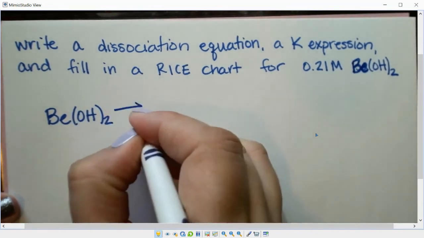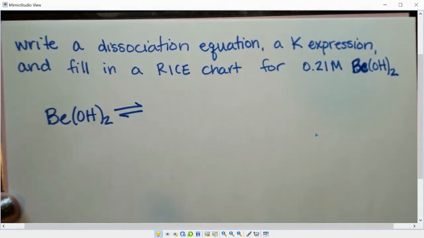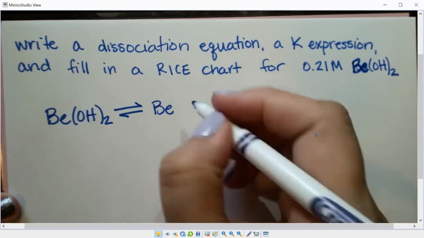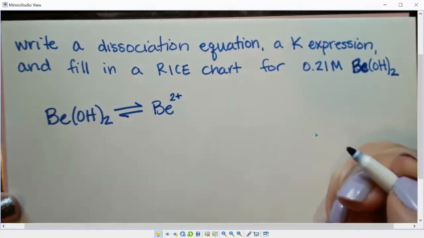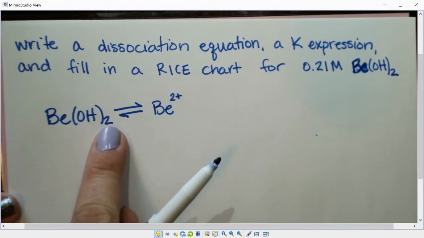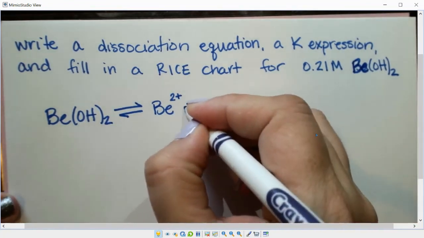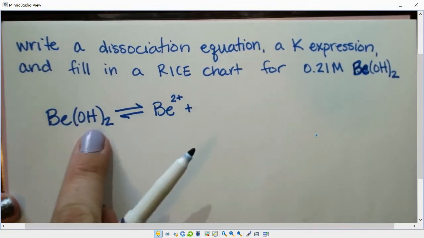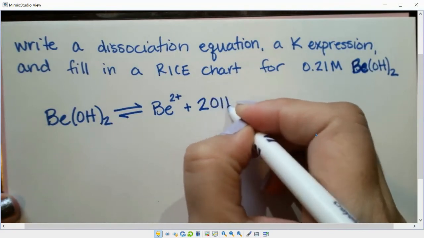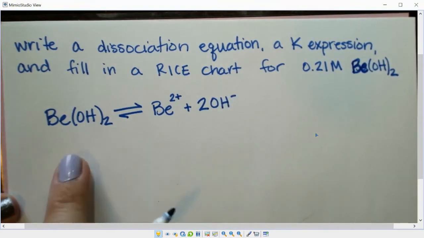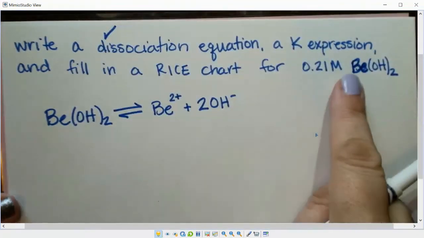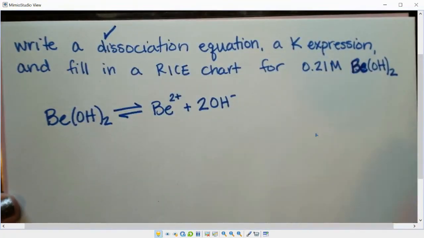So since it is weak, we use a two-directional arrow, and it breaks apart into its ions. So Be2 plus, because beryllium is in the second group, and that 2 gives us a little clue there. And then hydroxide, but there are 2 of them, so I have to balance this with a 2, and hydroxide is OH minus. So that is the dissociation equation. Check.